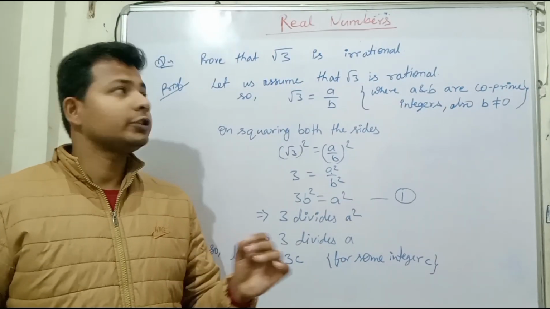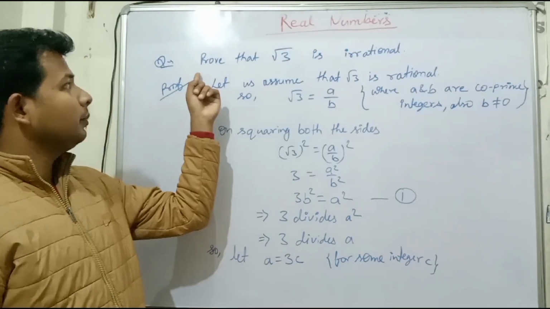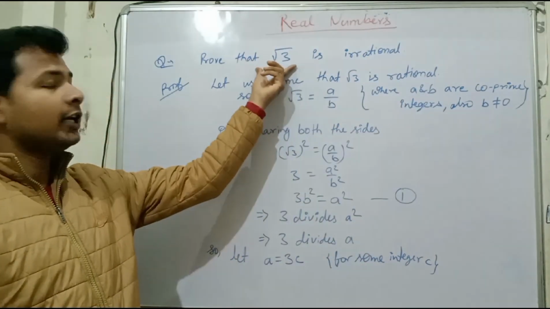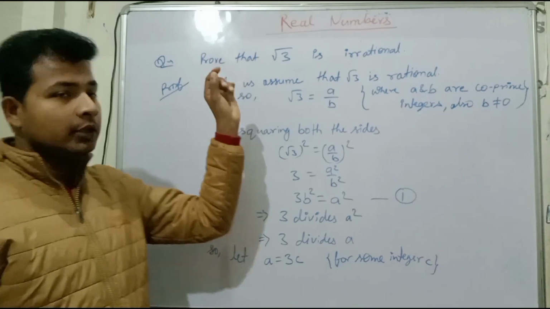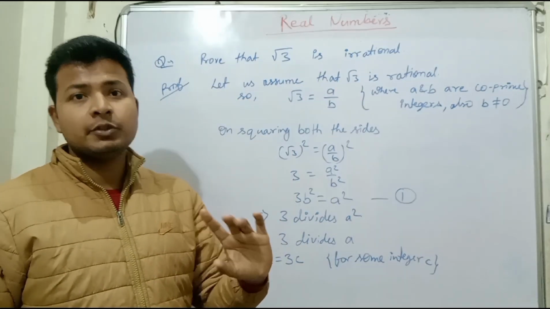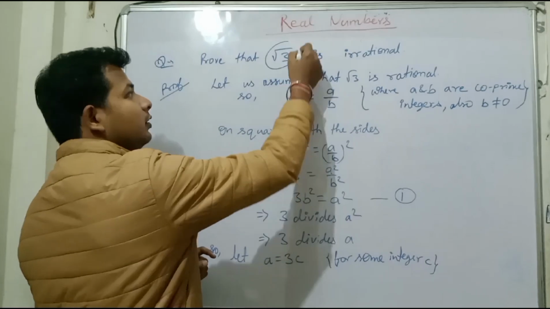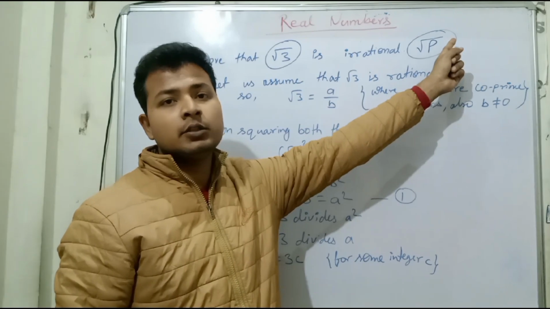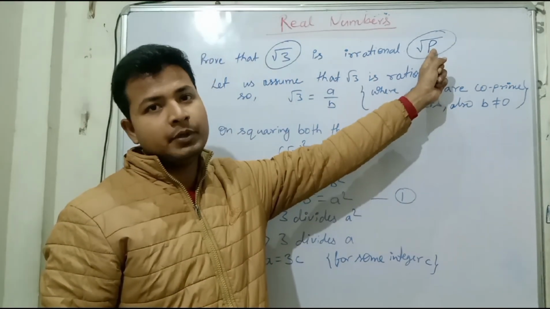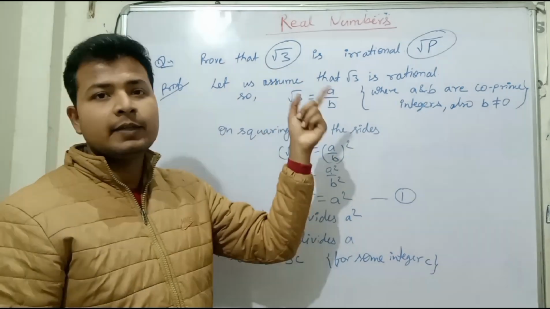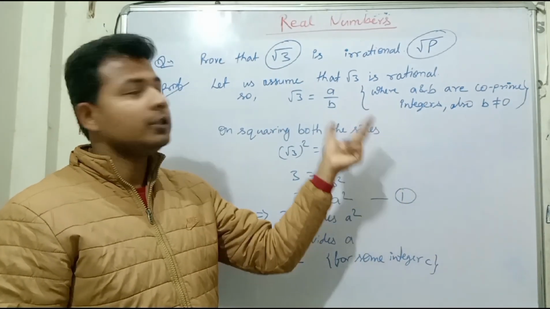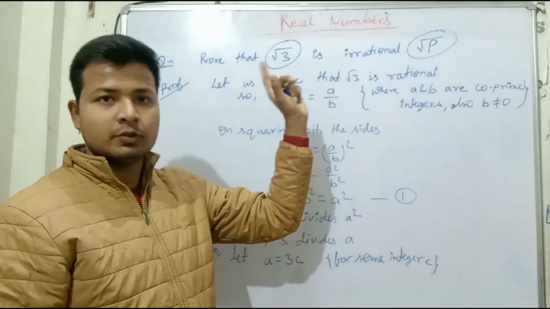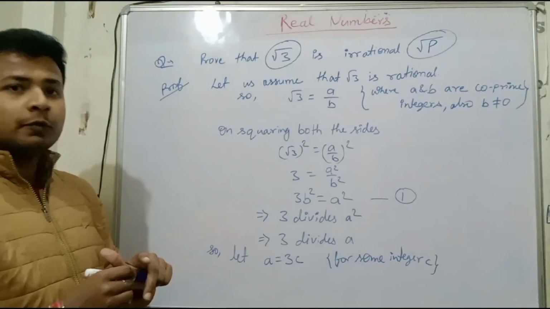The most important question from this chapter is to prove that this is an irrational number. Let me explain first of all. In this chapter, for a board examination, you just have to prove those numbers in which the number under the root is a prime number. Let's say 3, 5, 7, 11, 13. These types of questions are the only ones important for your examination. So how are we going to prove that?